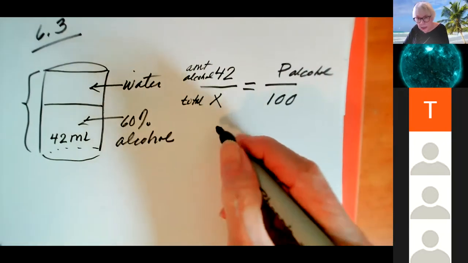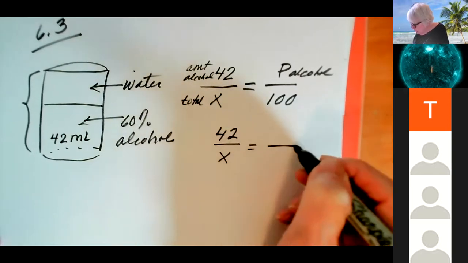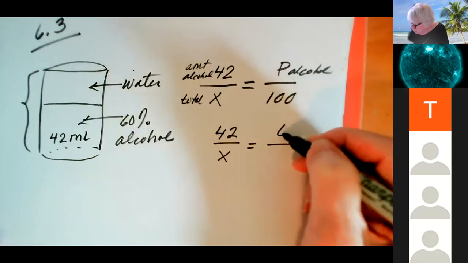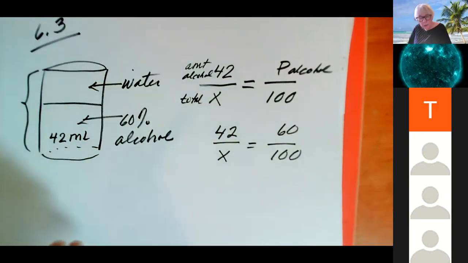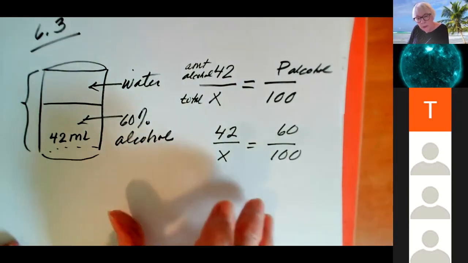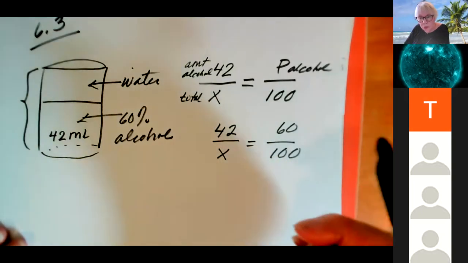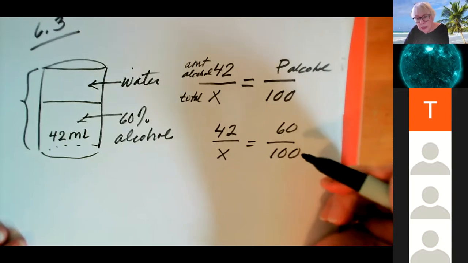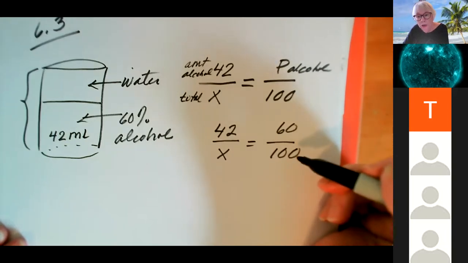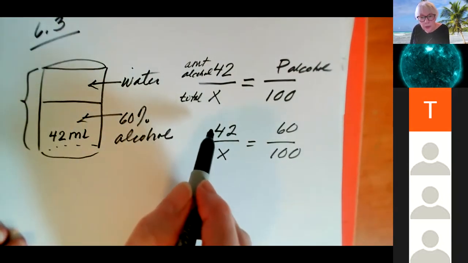So here's the correctly set up problem. 42 to x, and the percent for 42 was 60. Okay, you then cross multiply, and this is a correct setup. Remember, there's more than one way to do it, but I think this might be more intuitive. Because they gave you 60%, we've got this right side of the equation all done.